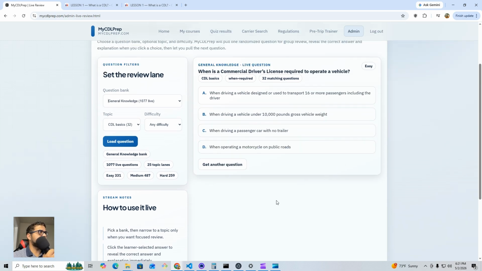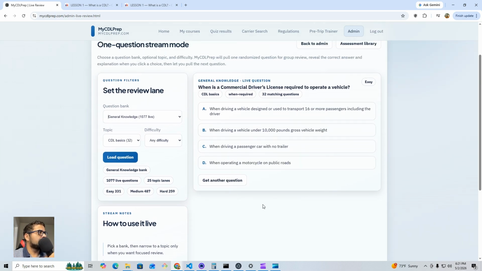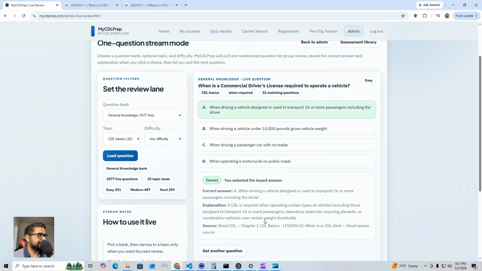Let's get another one. When is a commercial driver's license required to operate a vehicle? When driving a vehicle designed or used to transport 16 or more passengers, including the driver. When driving a vehicle under 10,000 pounds gross, we don't have that one. When driving a passenger car, that's not it. When operating a motorcycle, okay, it's going to be A.